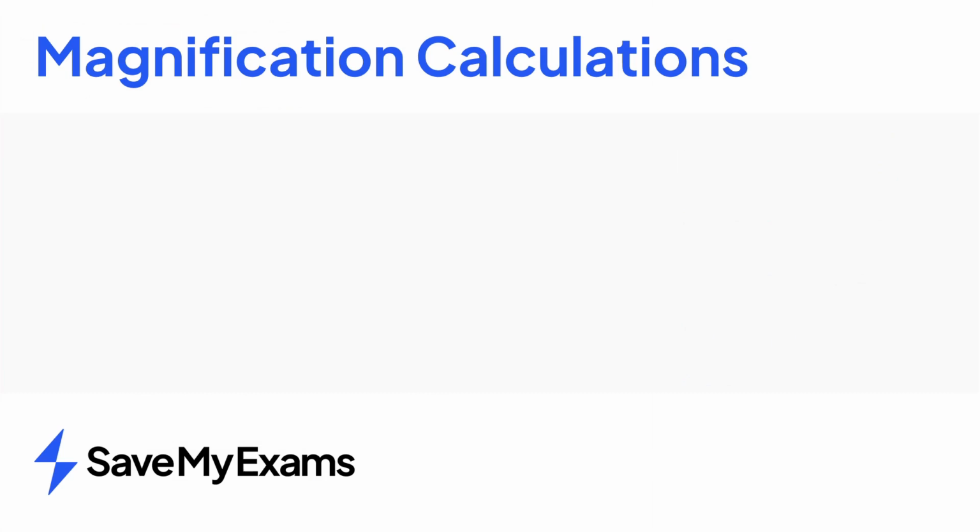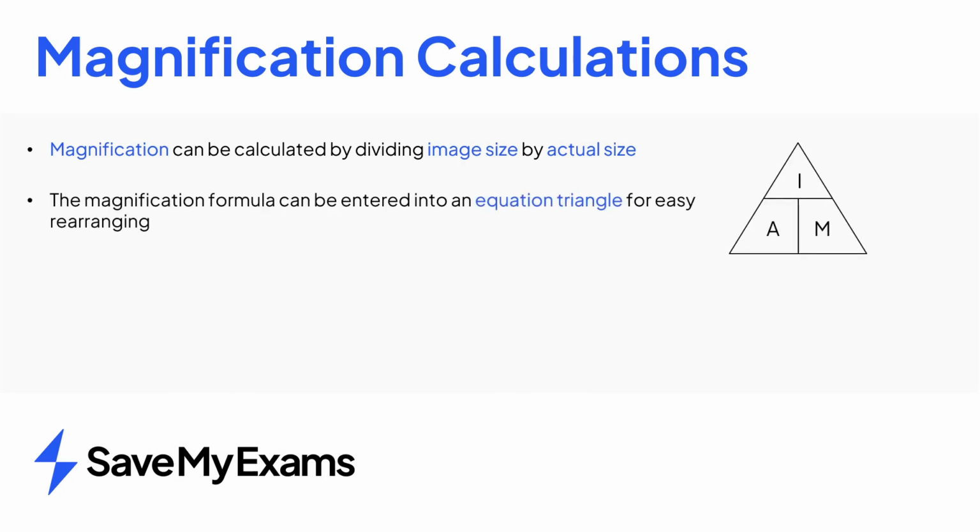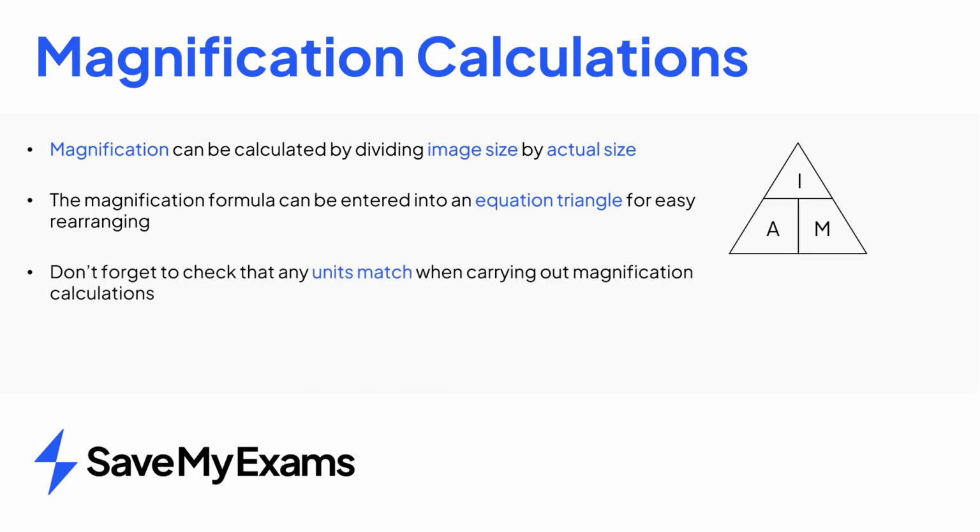In summary, magnification can be calculated by dividing image size by actual size. The magnification formula can be entered into an equation triangle for easy rearranging. Don't forget to check that any units match when carrying out magnification calculations. Always show any working out.